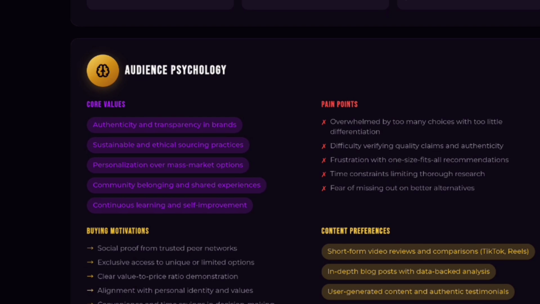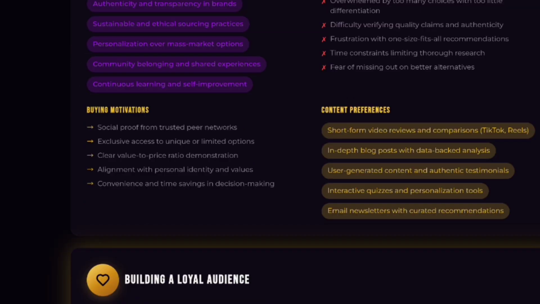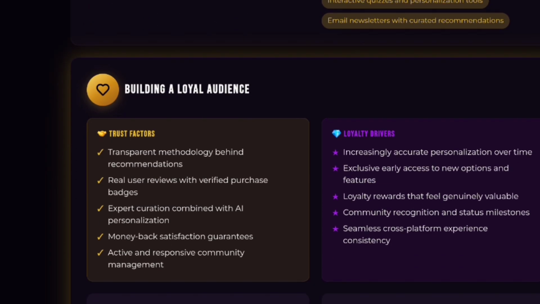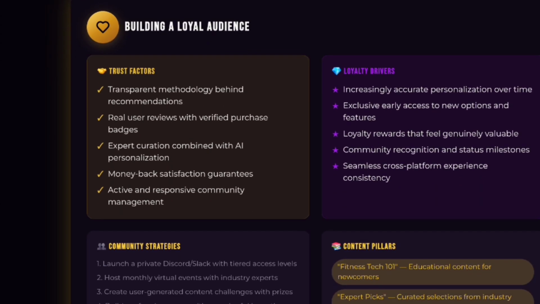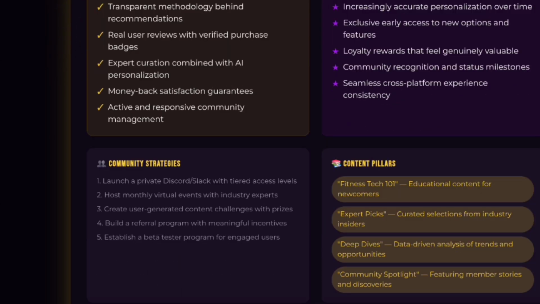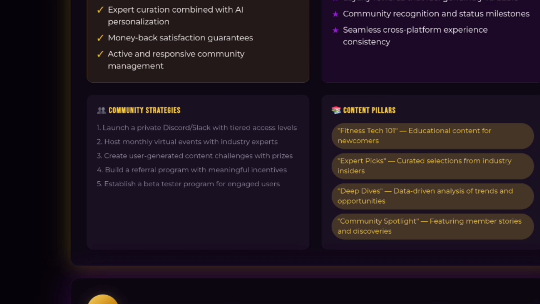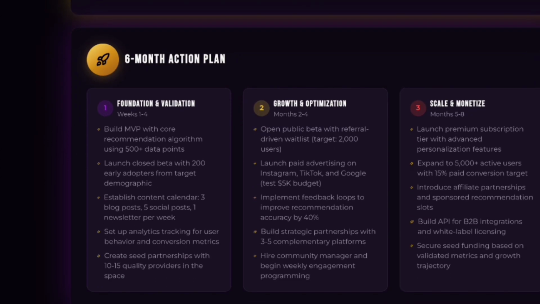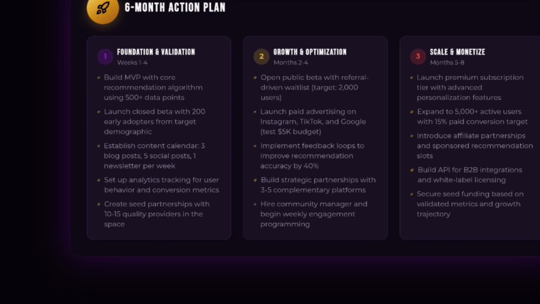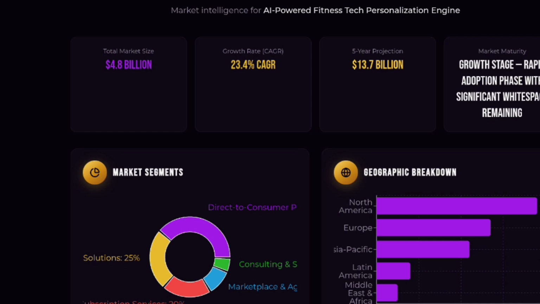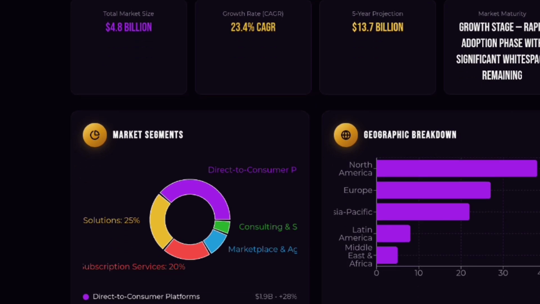So the audience psychology, the core values, things that are going to motivate buyers to have a look at what you have to offer. And then building a loyal audience, trust factors, and loyalty drivers you can really put into action. And those are some of the community strategies and content pillars. It also breaks down a full 6-month action plan, which really goes in depth on how you can launch your particular MVP or product, whatever it might be. Go in deep, and you can look at the market size analytics. You can really do a proper presentation if you're pitching it to someone.